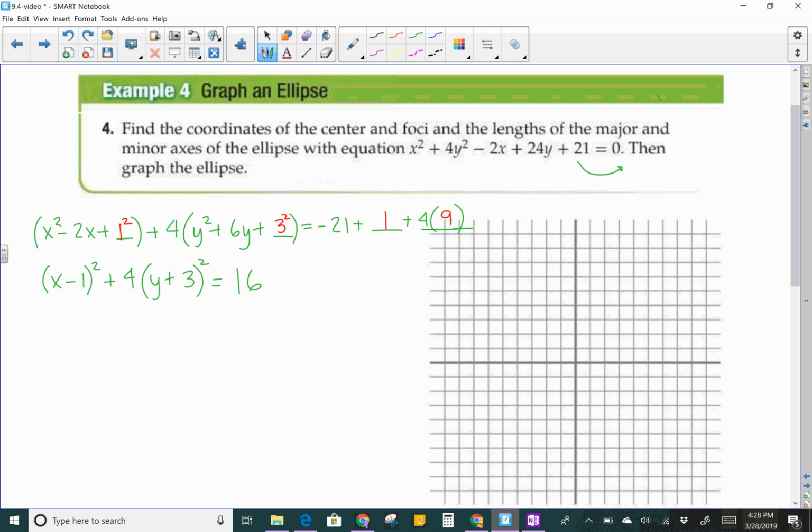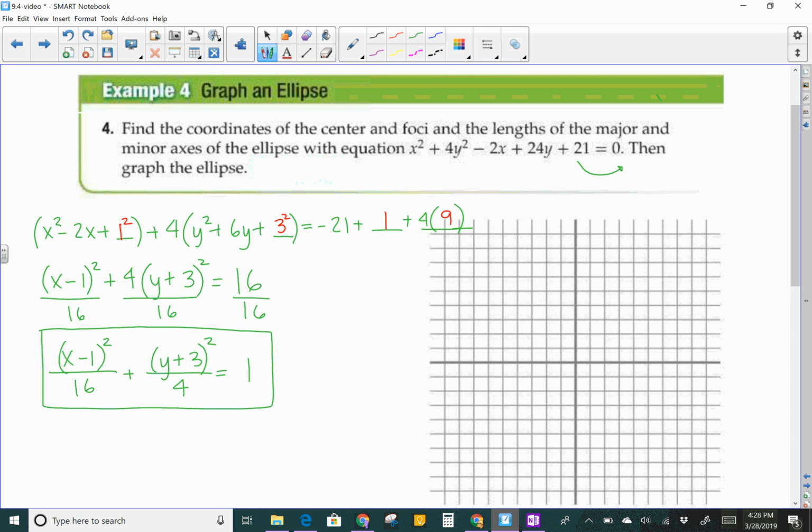And we're going to put it in standard form. So that means I'm going to divide everything by 16. If you're asked to put it in standard form, you have to make it equal to 1. So this is going to come down to (x minus 1) squared over 16 plus (y plus 3) squared over 4, because I have a 4 and a 16, equals 1. So this is the standard form of the equation of the ellipse.